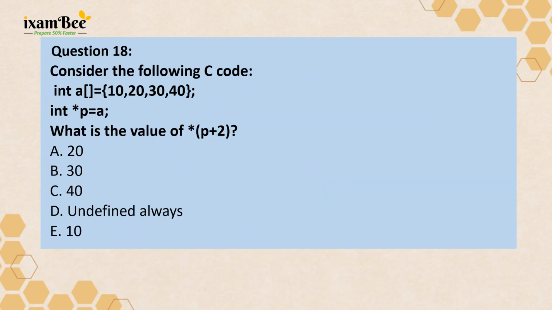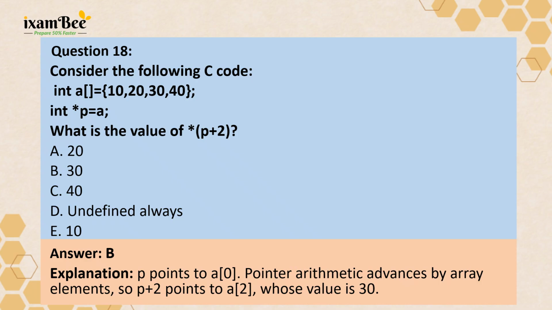Now consider the following C code. Here you have an integer array A consisting of 10, 20, 30, 40. You have an integer pointer P which is equated to A. What is the value of *(P + 2)? The correct answer here is B, which is 30.